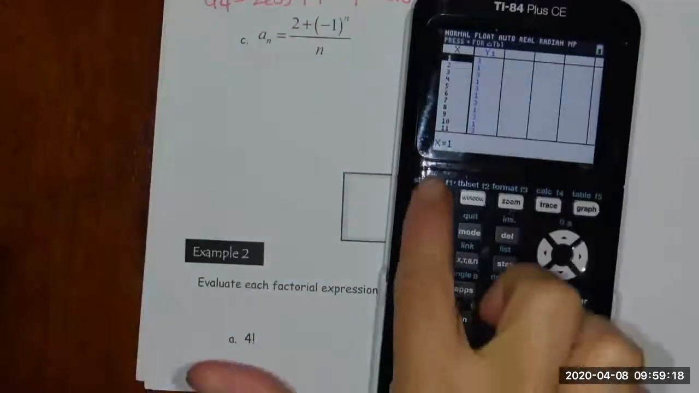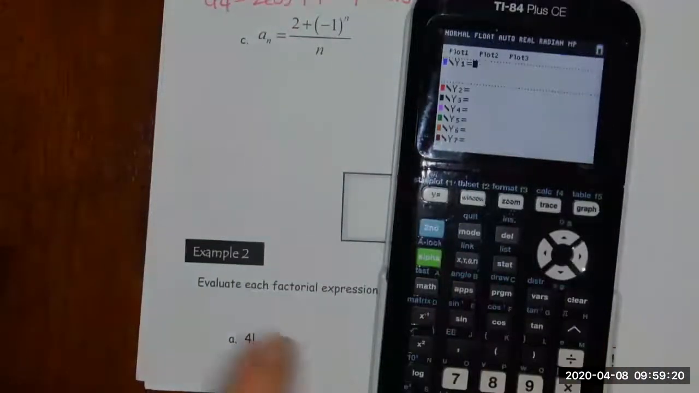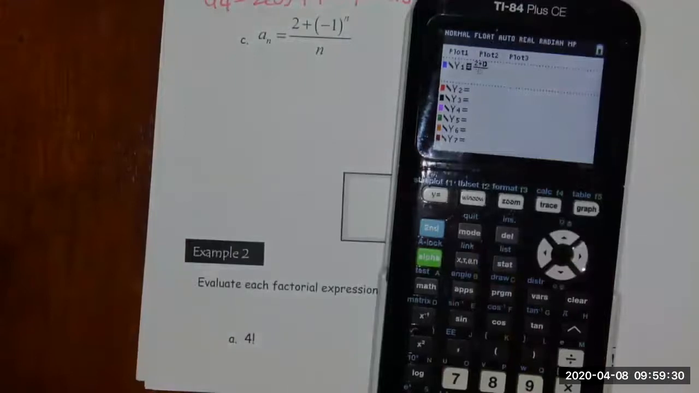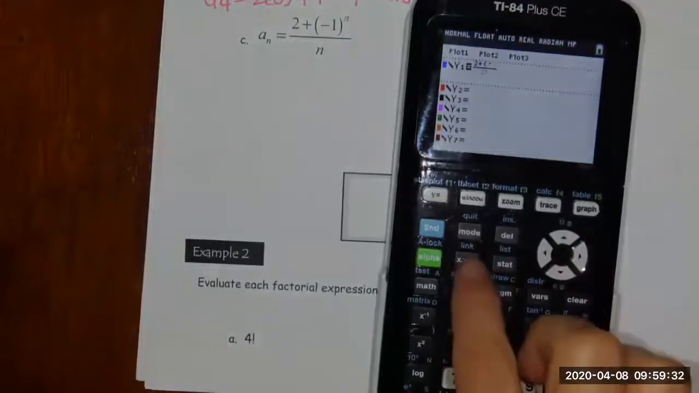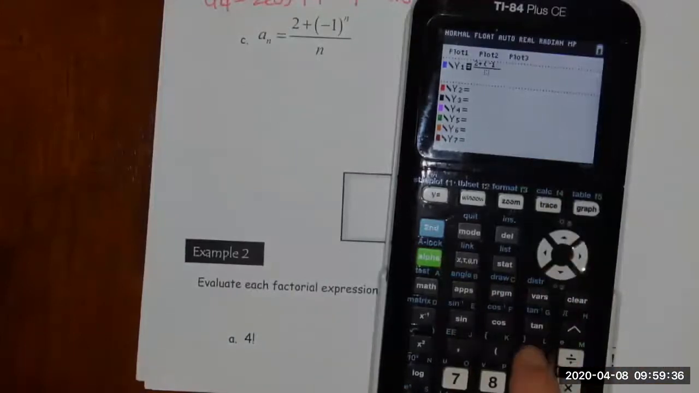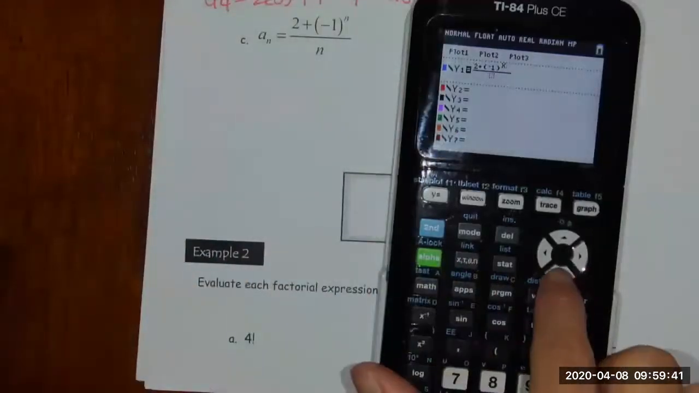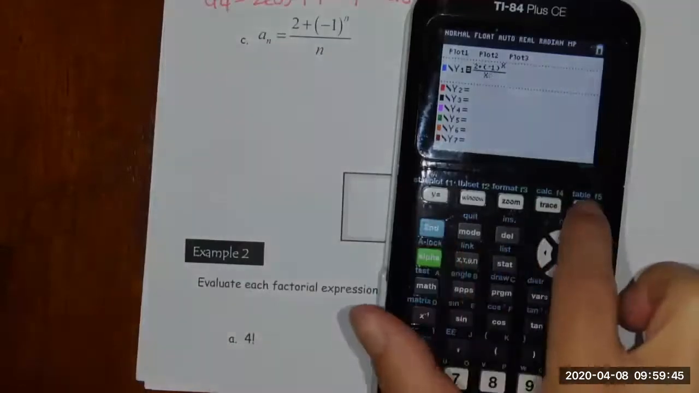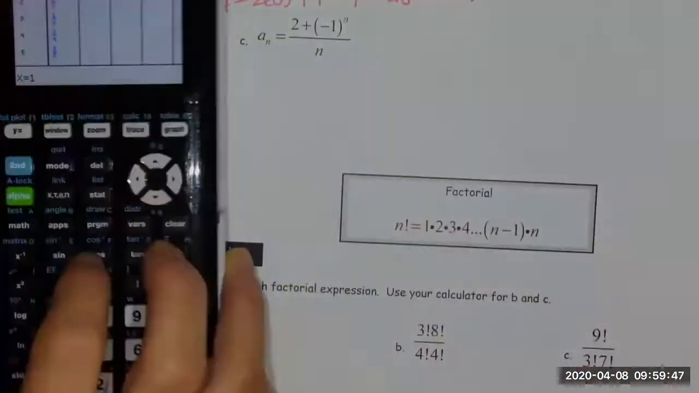And then let's do the next one right here. This is a good review of your calculator to do your fraction. Alpha y equals 1. And now just type in what you see. So 2 plus negative 1 raised to the x. It should look exactly like it does. And on the bottom we have x. So then I just go to my table and I can see.